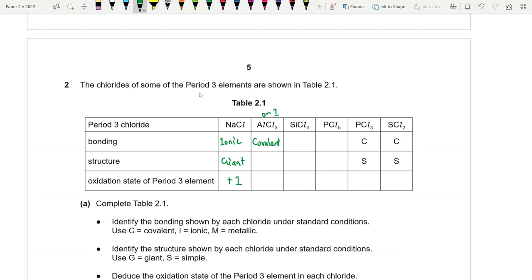Now, about the structure, I think there's a mistake in the mark scheme. This is so weird. They're saying that AlCl3 has a giant structure. I need to check. I need to check. One sec, guys. Sorry about this.